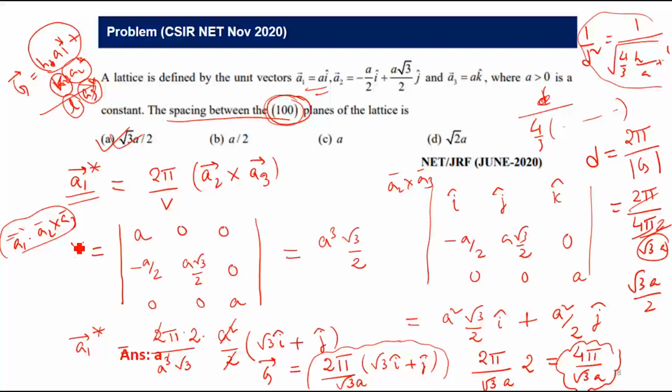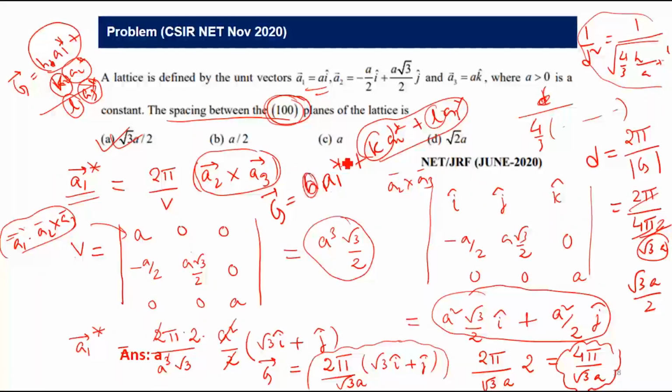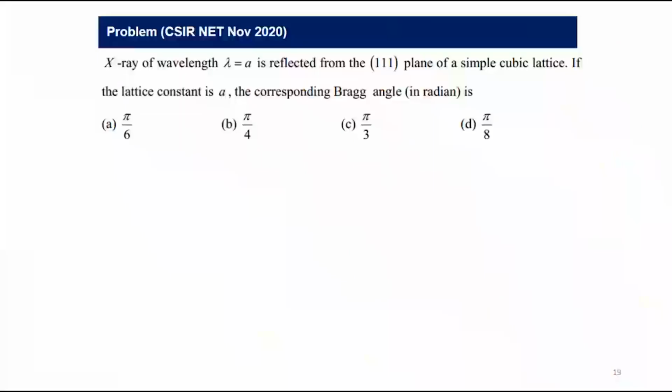Volume is nothing but A1 dot A2 cross A3, where all these are the primitive lattice vectors. You can find this by solving the determinant, and we got this value. On top you have A2 cross A3 for A1 star. Follow the sequence 1, 2, 3. You got that to be something. That is A1 star. We know that the reciprocal lattice vector G is nothing but H into A1 star plus K into A2 star plus L into A3 star. K is 0, L is 0, all these things are gone. H is 1. So A1 star is also the reciprocal lattice vector. Take the magnitude of this reciprocal lattice vector, do 2 pi by mod G, and you will get the answer.